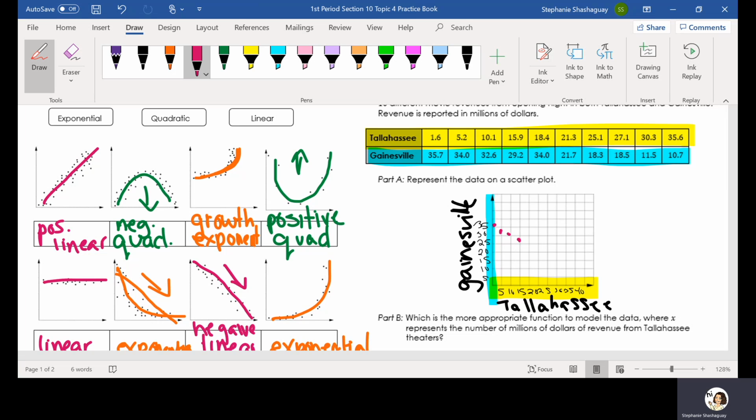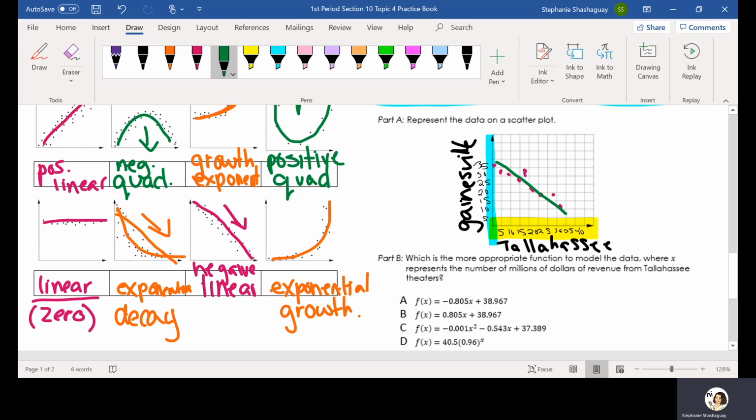18.4, and I went up a little bit, so I'm at 34. 21.3, I'm at 21.7 right here. 25.1, and I'm at 18.3. You kind of get the idea of what's happening here, okay? So we have our scatter plots, and it looks like we have a negative linear function.